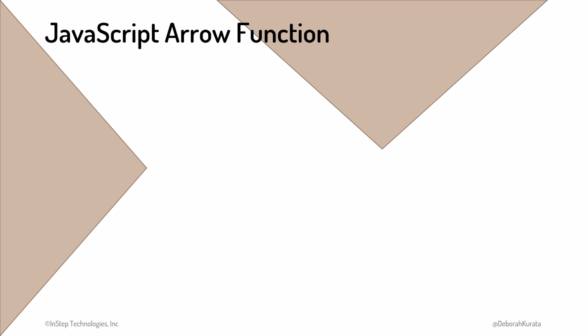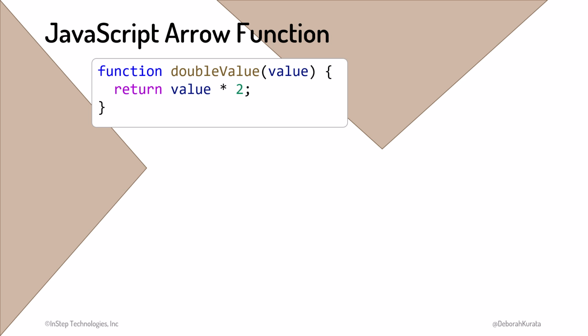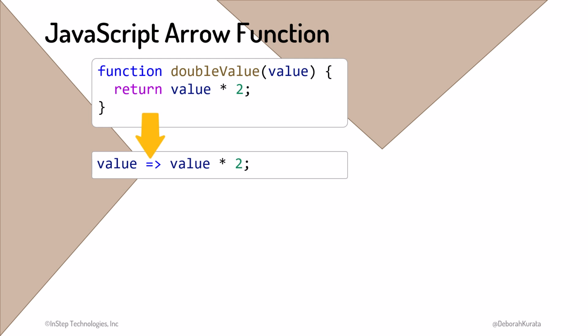There may be times we want a shorter syntax for our functions. For example, take this simple function that doubles a value. With arrow functions, we write this function like this. Notice that it takes 1 line instead of 3. It's called an arrow function because of the arrow operator here. How do we get from this typical function expression to the arrow function? We drop the function keyword, drop the function name, drop the parentheses, place an arrow after the parameter, remove the curly braces, and remove the return keyword.